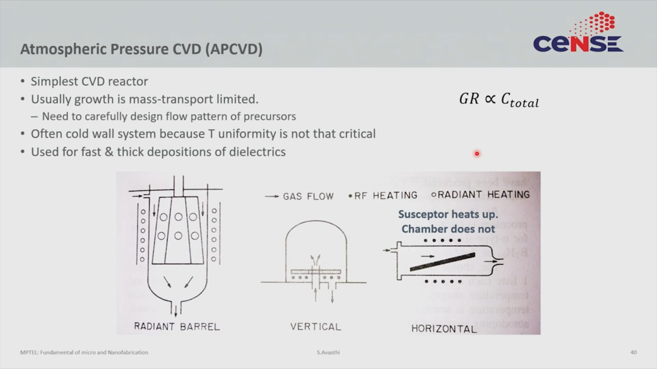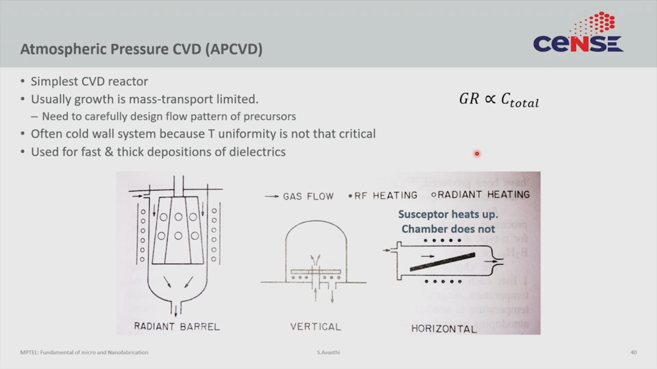Often this is a cold wall system because temperature uniformity is not that critical. The dependence is polynomial or weak. All you have to ensure is the boundary layer is consistent. So, temperature uniformity is not that much of a worry. Flow uniformity is very much a worry. Usually we use these for fast and thick depositions. So, supposing you want a very thick deposition, you do APCVD, or you want a quick, simple, cheap, easy deposition, you do APCVD.